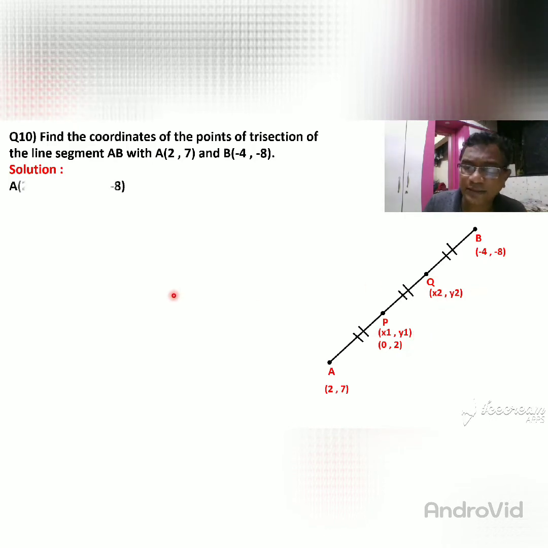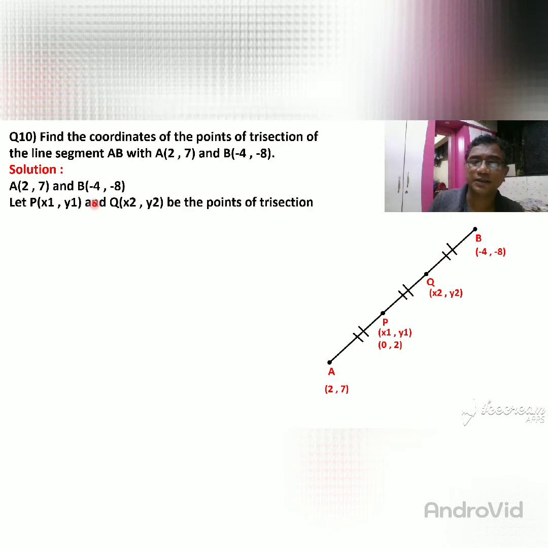They say AB is divided into three parts. A point coordinates are 2, 7 and B point coordinates are -4, -8. The P point, whose coordinates are not given, we consider as x1, y1. Afterwards there is another point Q, that is x2, y2. In this diagram, this is the Q point with coordinates x2 and y2.